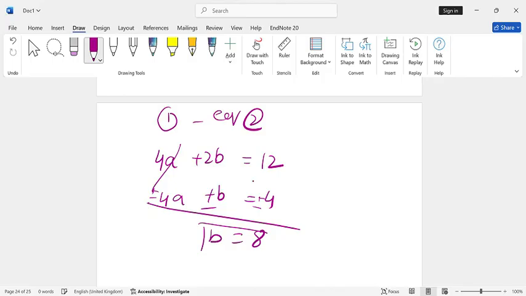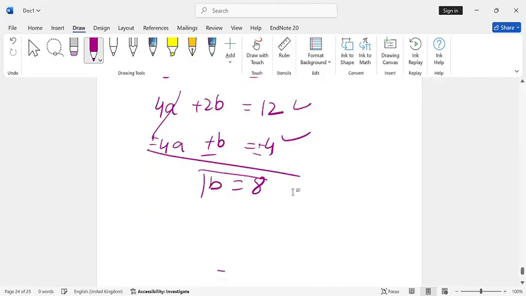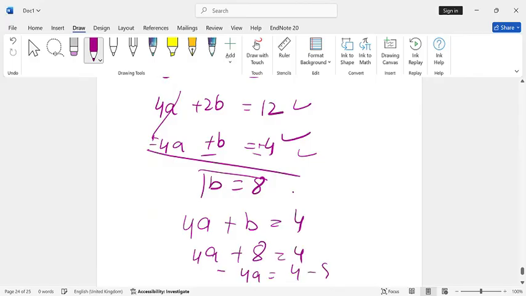Now you have to put the value of b, 8, in this equation or maybe in this equation to get the value of a. So I'm putting it in this equation. We have 4a plus b equals 4, so 4a plus 8 equals 4. So 4a equals 4 minus 8, which gives you minus 4.